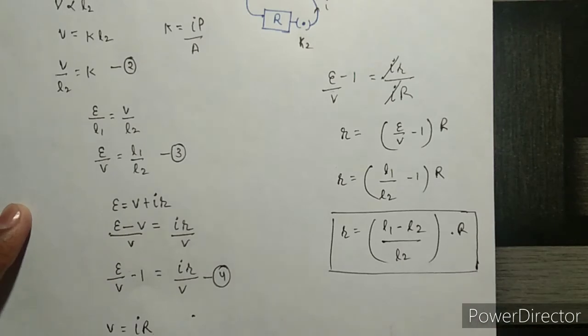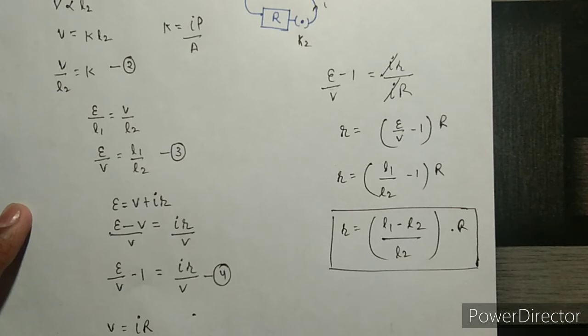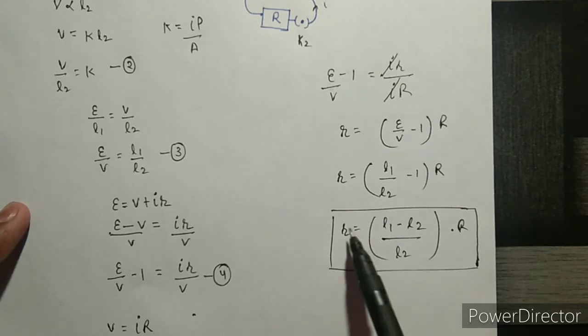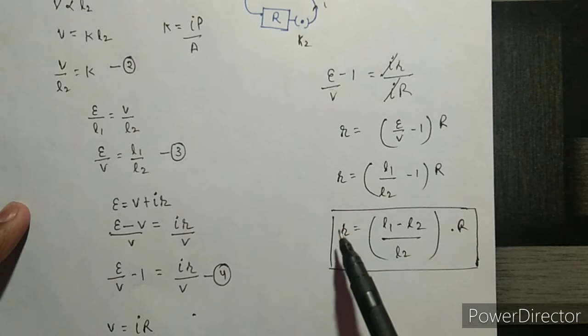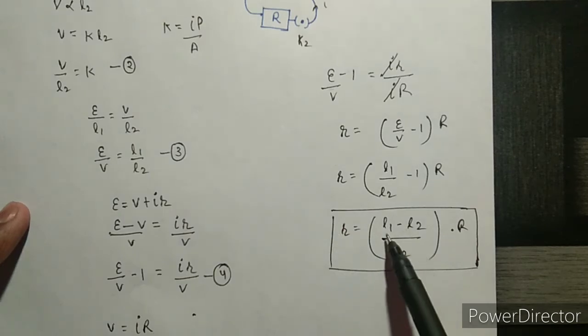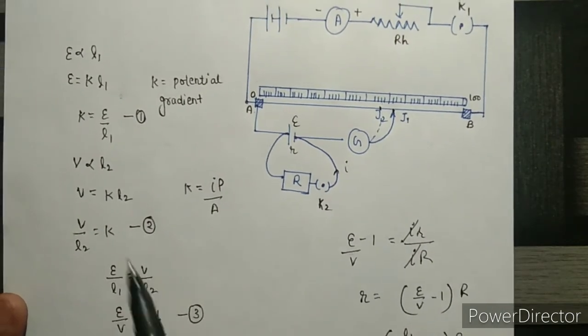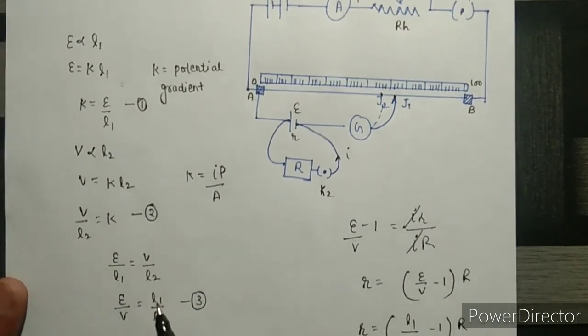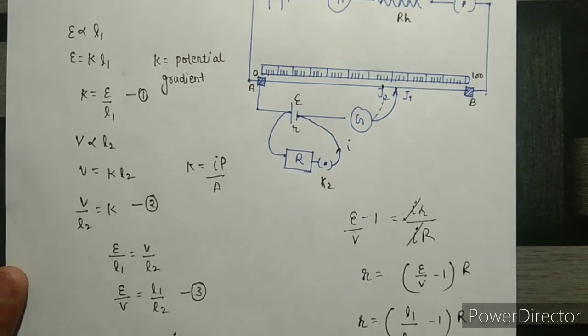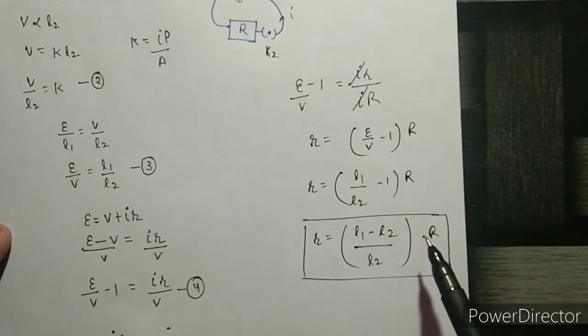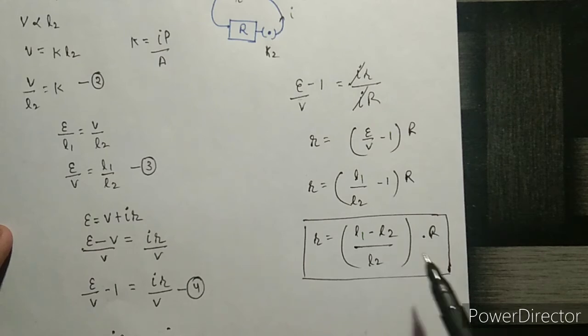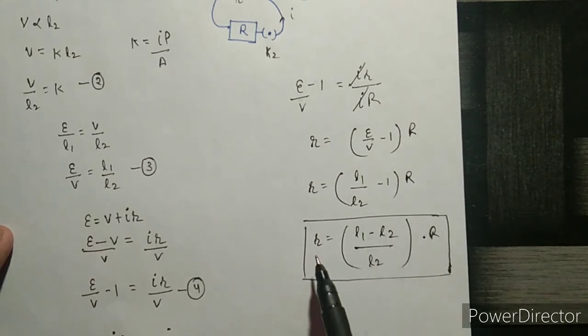So this is the basic formula to determine the internal resistance of the cell. In this formula, r is the internal resistance which we have to find. L1 is the length obtained in equation 1, L2 by equation 2, and R is the external resistance. By putting these values, we get the small r, means we get the internal resistance of the cell.